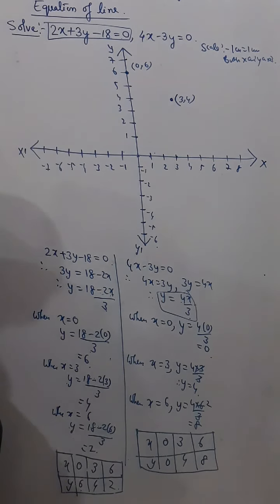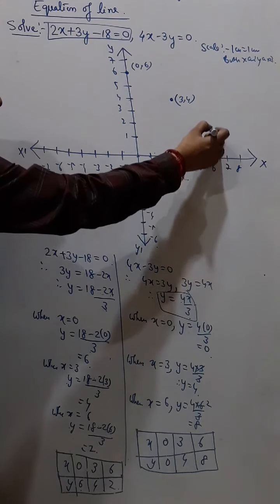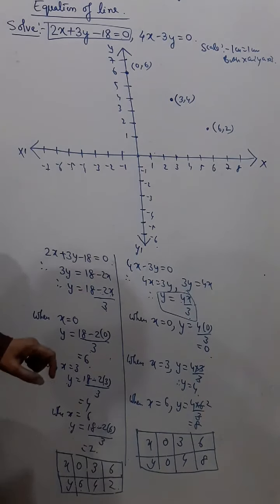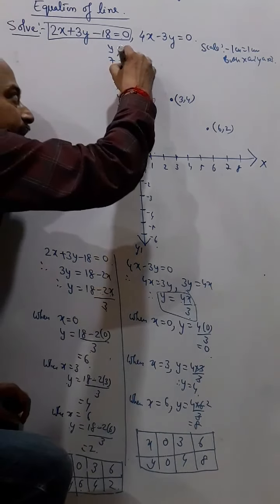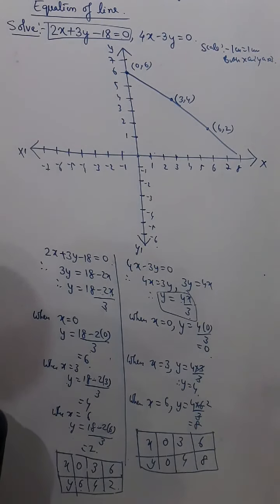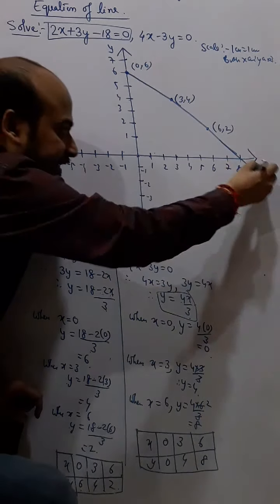and the third point, how much are you getting? 6 comma 2, right? 6 comma 2. So this is 6 and this is 2. Okay, and as I have told you, if your values are correct, then when you join these 3 points, you will always get a straight line, like this. So this is the one line you are getting.